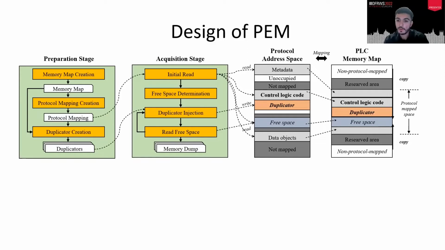Once we have that, we combine all those files, and it was just a bunch of machine code. So here, as you guys can see, this is the control logic code. This is where we write our duplicator, and the duplicator copies any part of memory. We tell it inside the free space.